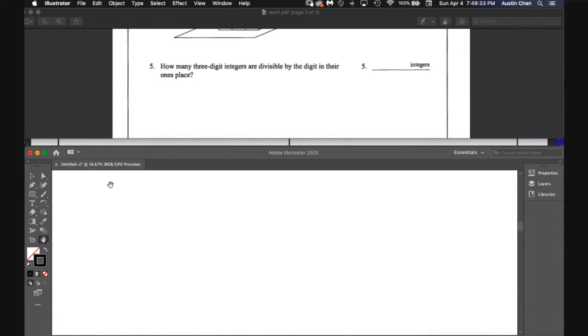So let's just start with 1, right? So case that the digit is 1. Let's just go through all 9 cases, and we will add all of the ways that we can have that together. So case that the digit is 1, well, we want the 3-digit integer to be divisible by 1. Well, it's always just going to be divisible by 1, right?